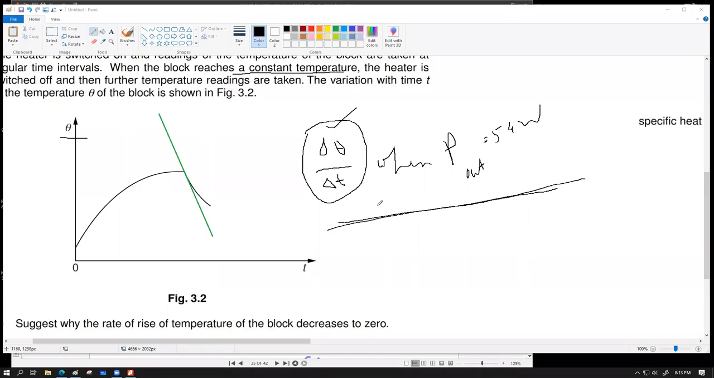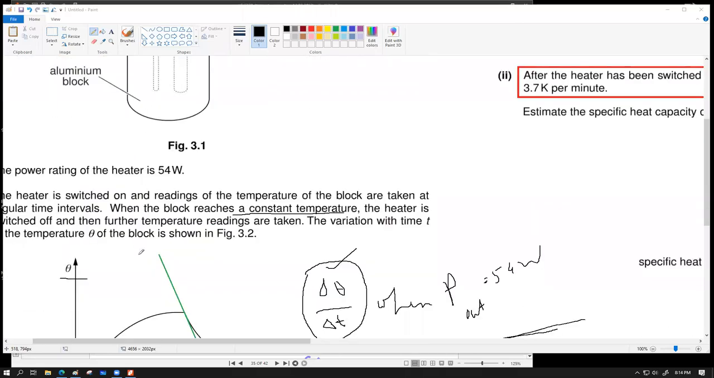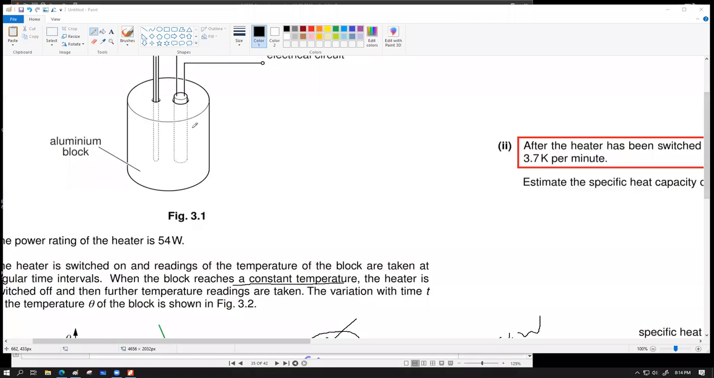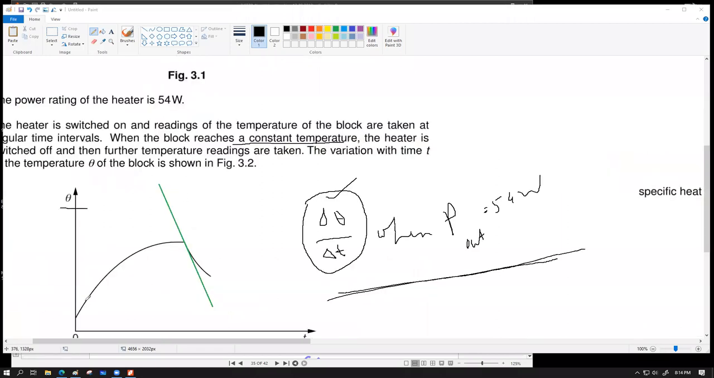If I give you some numerical figures, for example, let's say the temperature was 25 degrees Celsius and heating had just got started. At this exact instant, the heater would give 54 watt, and all of the heat would be absorbed by the aluminum block. Then let's say the temperature over here is 10 degrees Celsius, because we don't have any scale over here, so I can assume it. Let's say at 10 degrees Celsius, the heat loss to the surroundings was, for example, 3 watts or 5 watts.